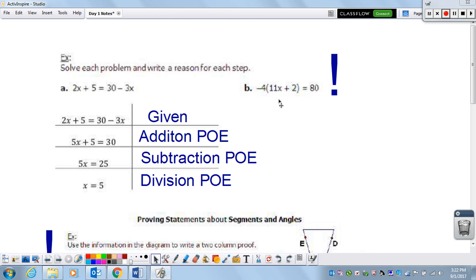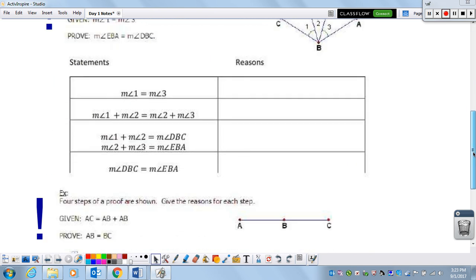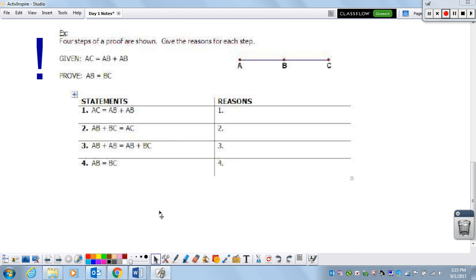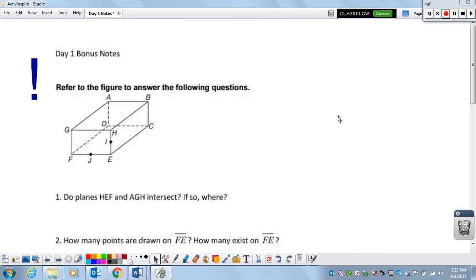All right? I'd like you to try to do B on your own. Go ahead and solve the problem and write the reason that you're able to do each step. So whatever you're doing in each step, that's probably the reason. If you're adding, it's the addition property of equality. If you're subtracting, it's the subtraction property of equality, and so on and so forth. The other things on here, there's several more proofs on here. I would like you to hold off on those. We're going to go over those in class.